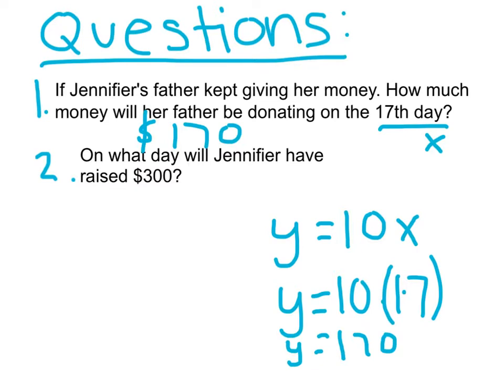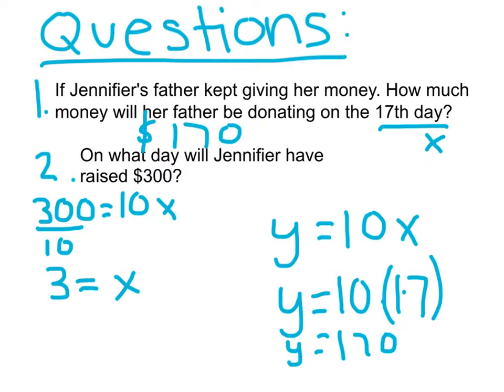The second question is, on what day will Jennifer have raised $300? You can do this by putting 300 in the y value instead of the x. So it's 300 equals 10x, and then you just do 300 divided by 10, and that will give you 30 equals x. And so the answer would be in 30 days.